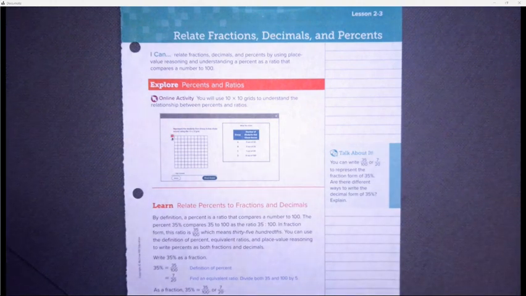So down in our learn section we see by definition a percent is a ratio that compares a number to 100. The percent 35% compares 35 to 100 as the ratio 35 to 100. In fraction form, this ratio is 35 over 100, which means 35 hundredths. You can use the definition of percent, equivalent ratios, and place value reasoning to write percents as both fractions and decimals. So going forward through this lesson, we will look at converting fractions to decimals and percents, decimals to fractions and percents, and percents to fractions and decimals.